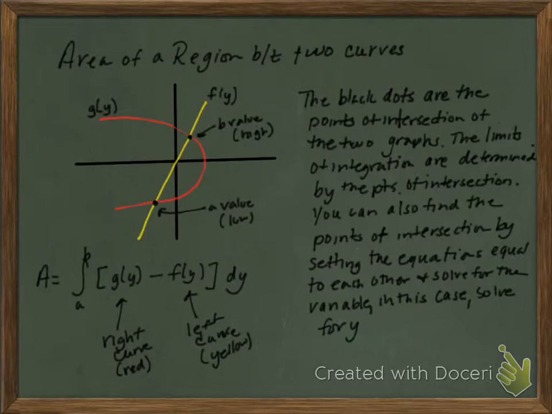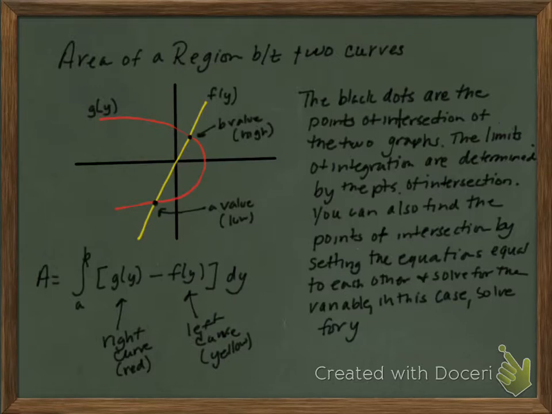I want to talk about the black dots. The black dots that you see on the graph are the points of intersection. The limits of integration are determined by the points of intersection. If you're not given limits of integration when you set your integral up, you have to find them. The way we find the limits of integration is we set the two functions equal to each other, and wherever the intersection points are will be our limits of integration.